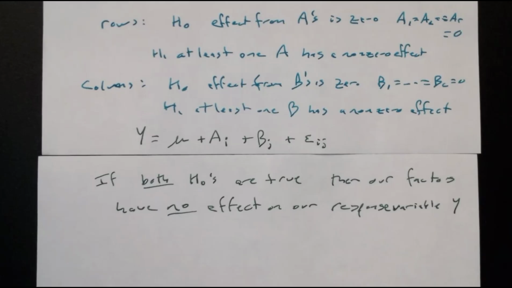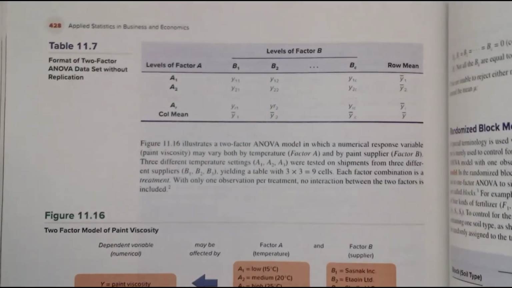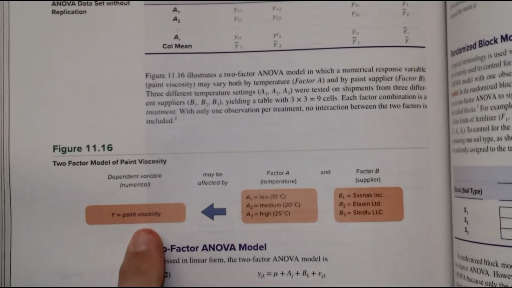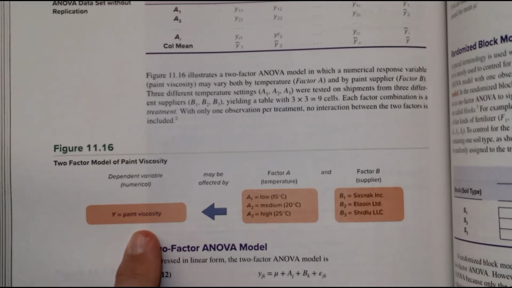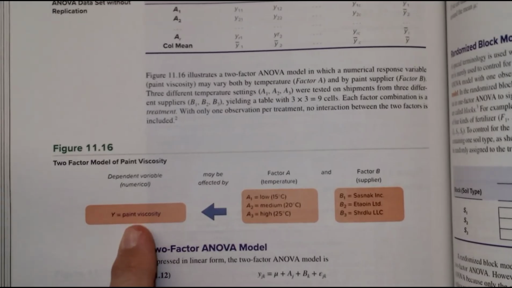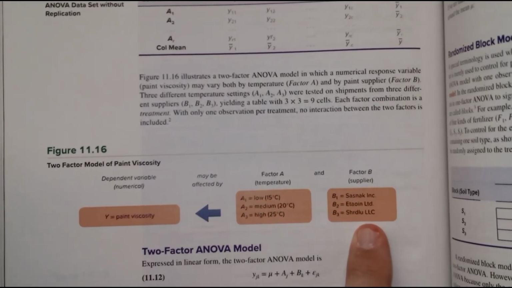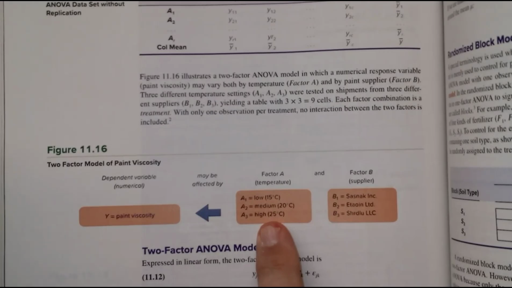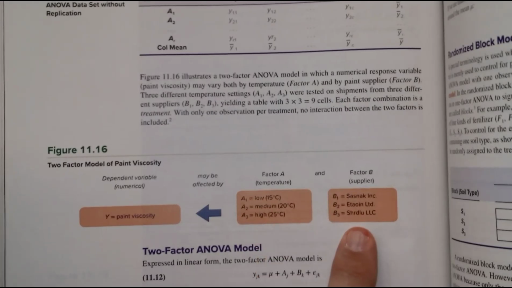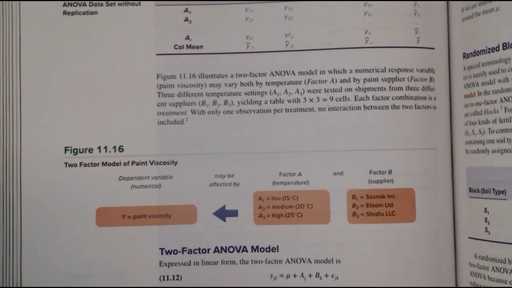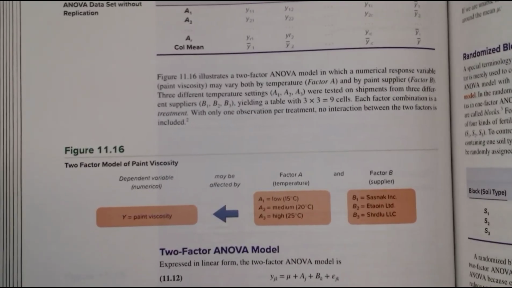The example on page 428 talks about paint. I look at how easy or not it is to spray the paint I'm using, how thick and gloopy it is, the viscosity. And it could be affected by the temperature. It could be affected by the supplier. So I'm going to have row factors, column factors here. And I take one sample from each supplier at each temperature, and I spray it and I see what it looks like.